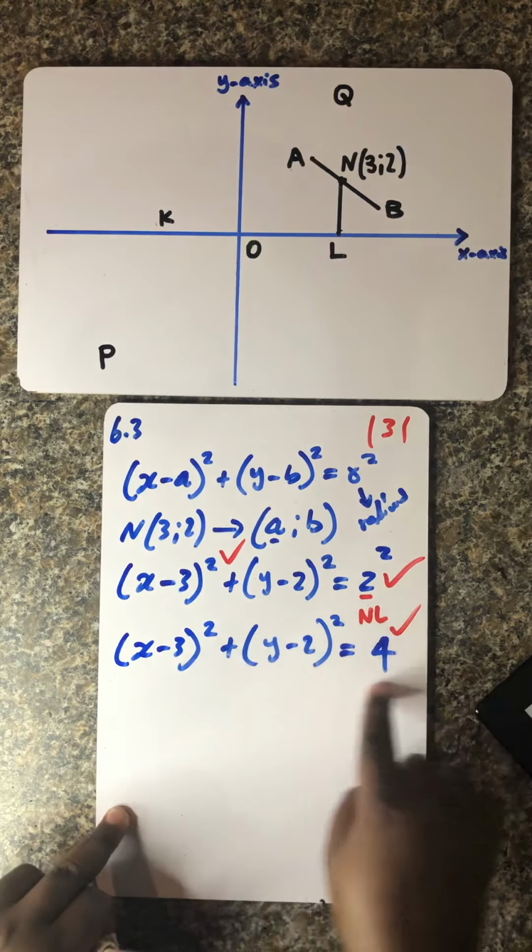Okay, so let's now move to question 6.4, and 6.4 is calculate the length of KL. Where is K? There is K. Where is L? There is L. So this is question 6.4, and this question is allocated 3 marks. Very, very important, ladies and gentlemen.